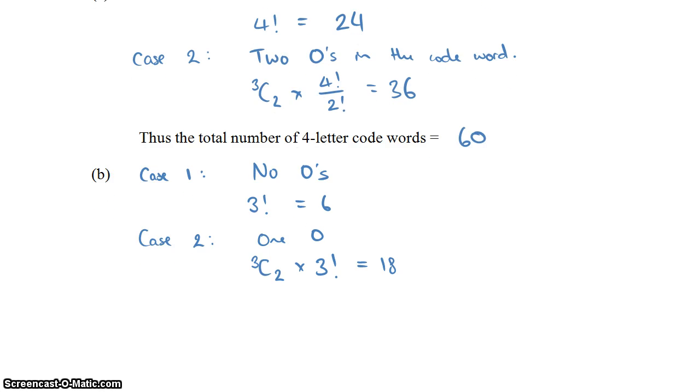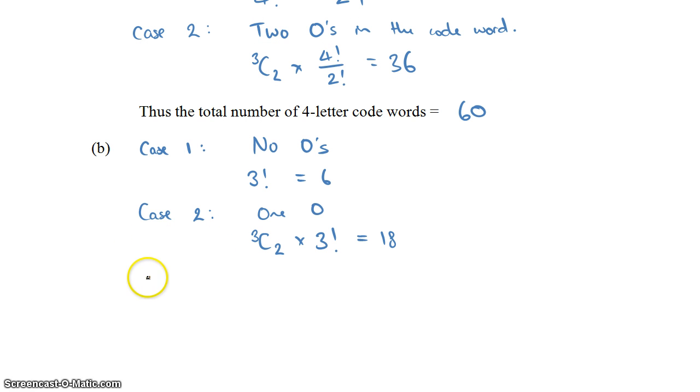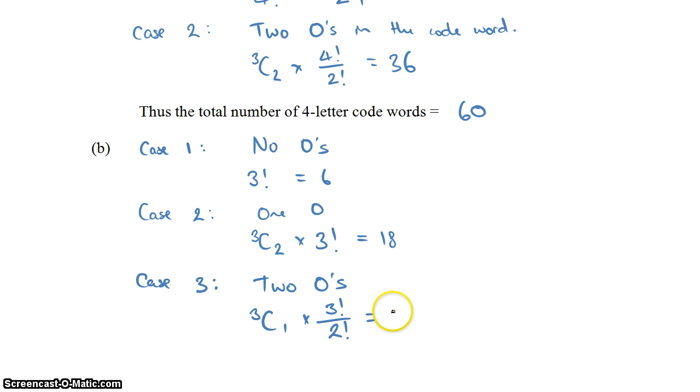Case 3 is what? Means I would have 2 O's in my word. So I'd need to choose one of S, H, or T. So from those 3 letters, choose one of them. And then I have 3 letters, but 2 of them are the same, so 3 factorial over 2 factorial ways of arranging this. This is 3 times 3, this is 9.